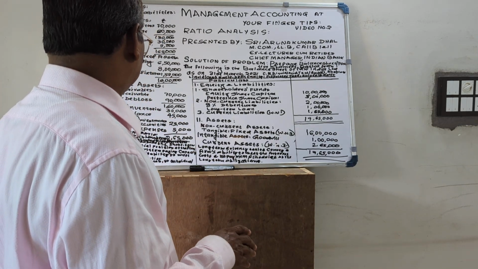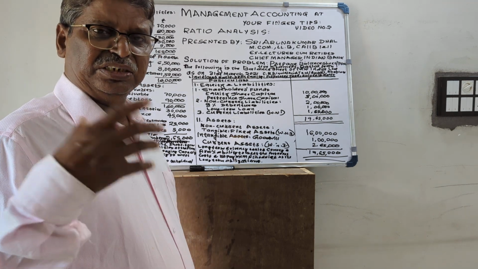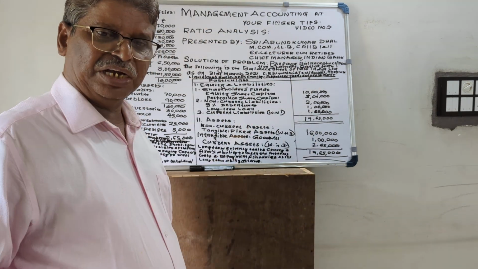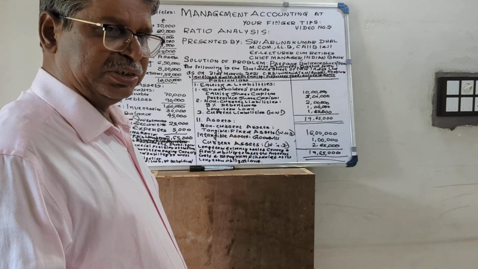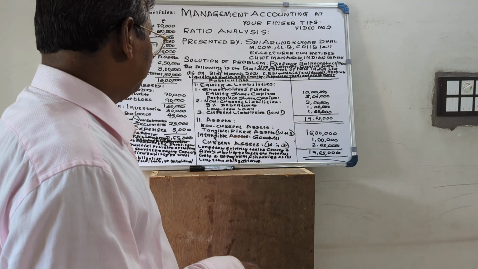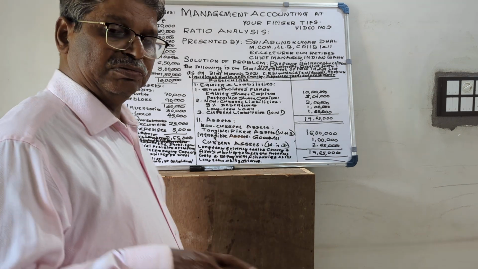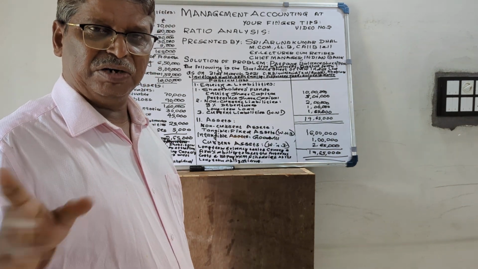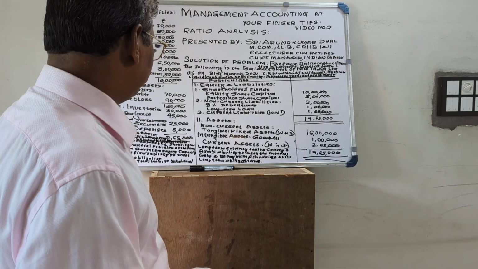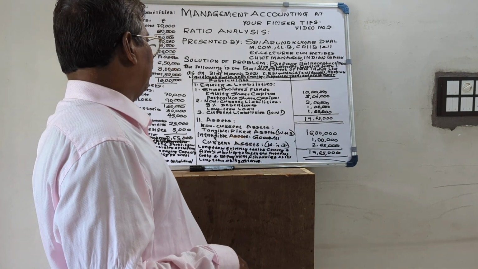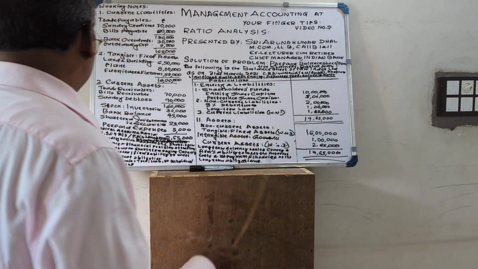Then a combo ratio takes into consideration both a balance sheet item and an income statement item, or profit and loss item. That means one belongs to the profit and loss or income statement, and another belongs to the balance sheet or position statement. So in this ratio, we will solve one problem.